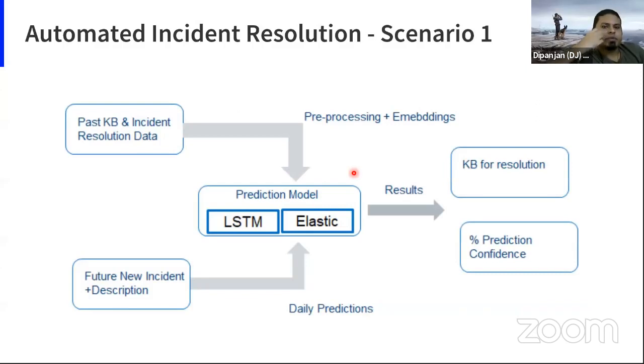So that is essentially where we are looking at scenario one, where we already have a classification model which was built. In this case, we used a recurrent neural network, and based on the past feature representation and the resolution knowledge articles, we have built a model. So in the future, if a new ticket comes in with the description, we basically predict what could be the knowledge base article for resolution and the confidence. And this is used by the support specialist to manually resolve the ticket if the confidence is low.